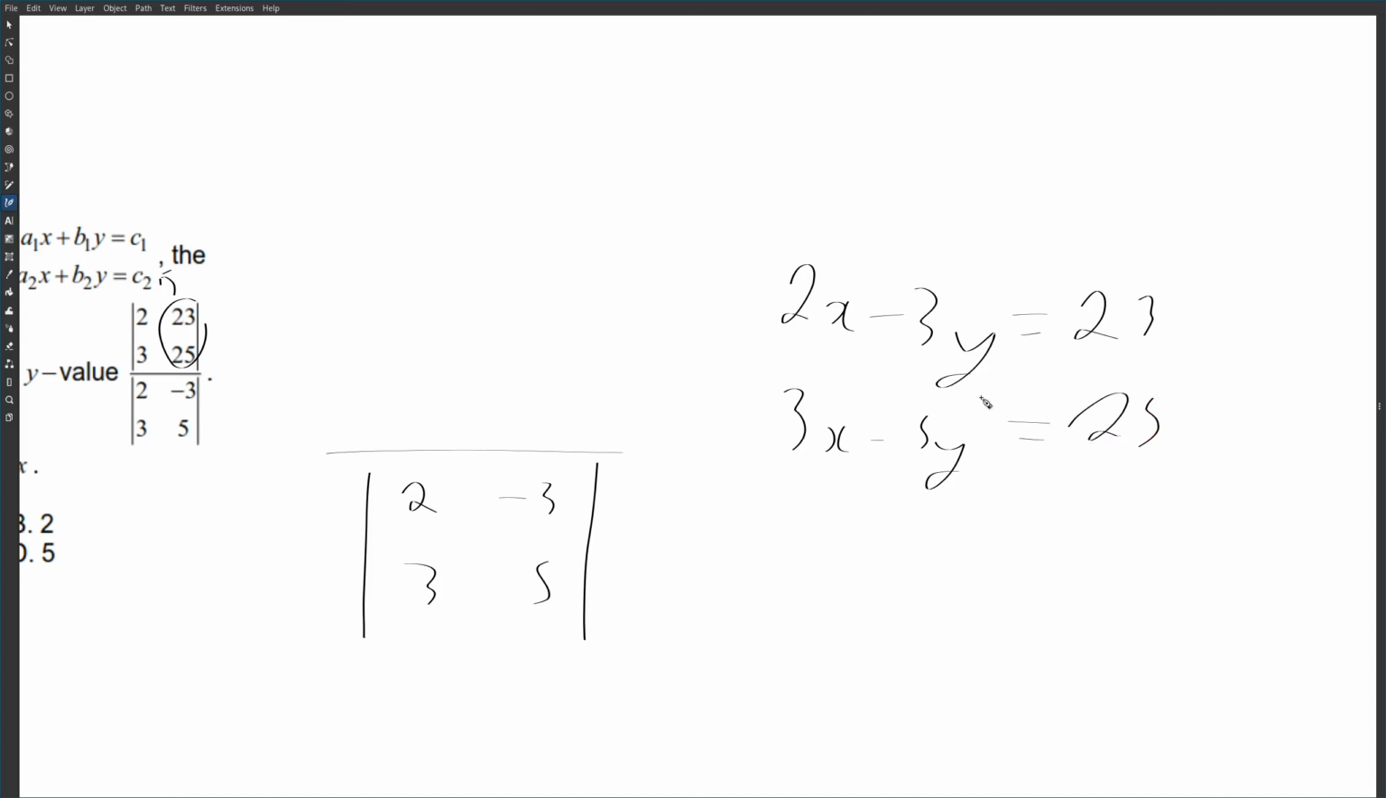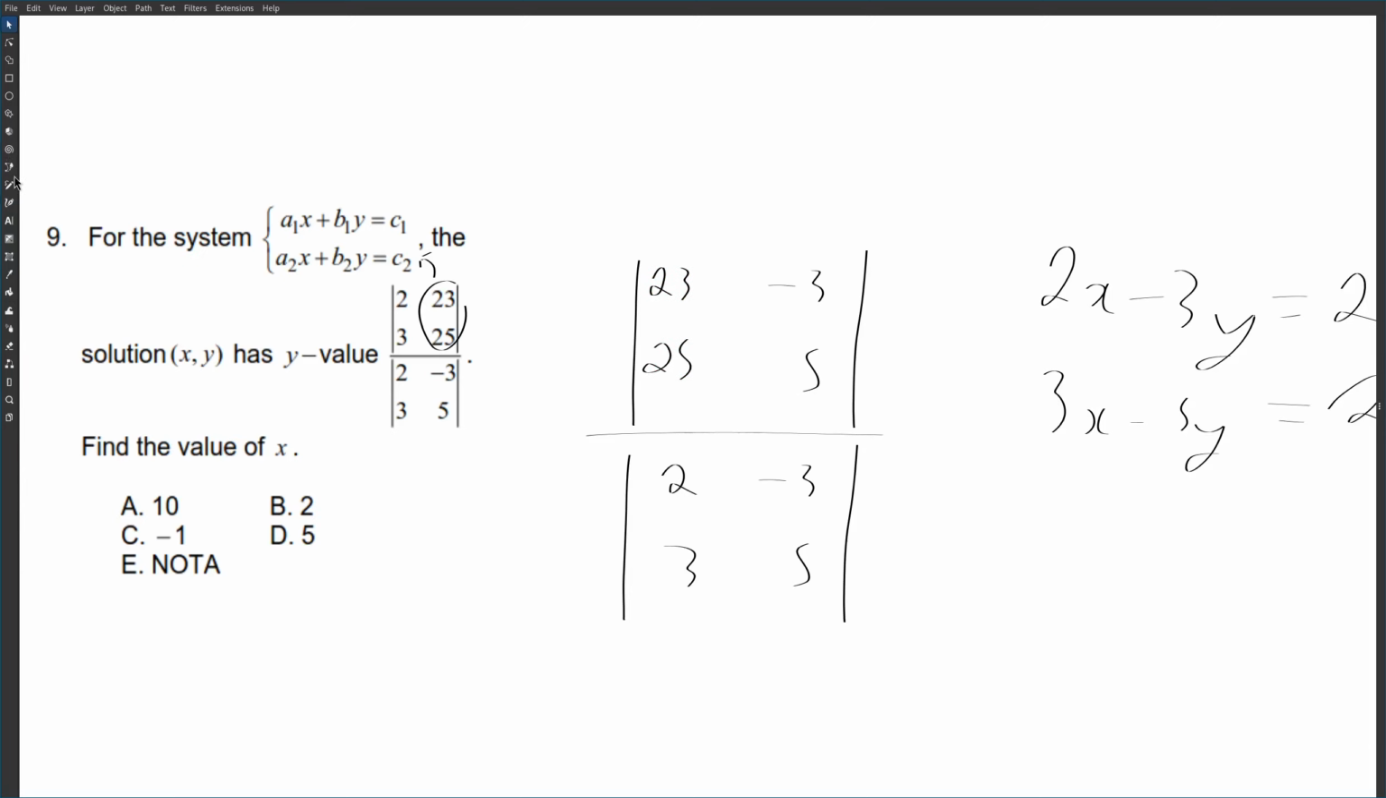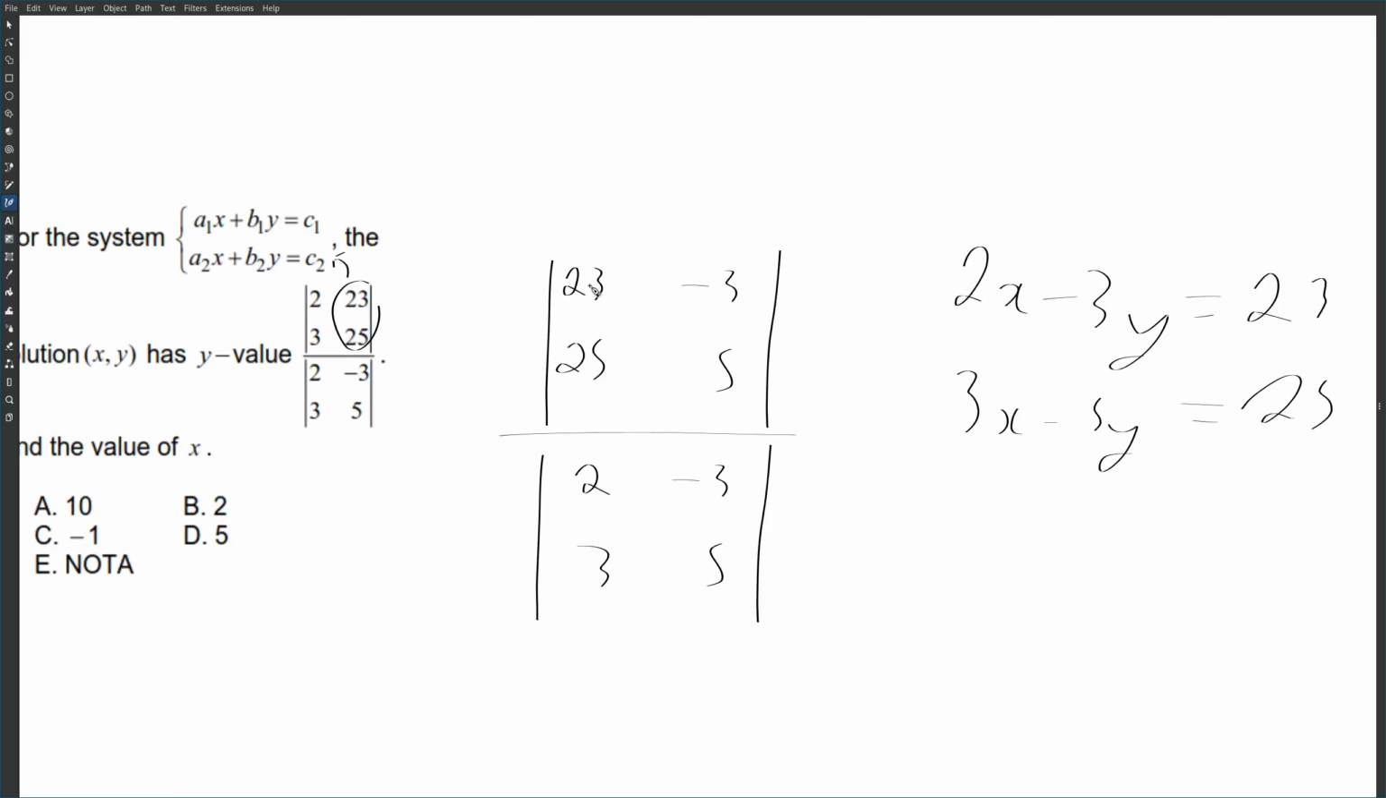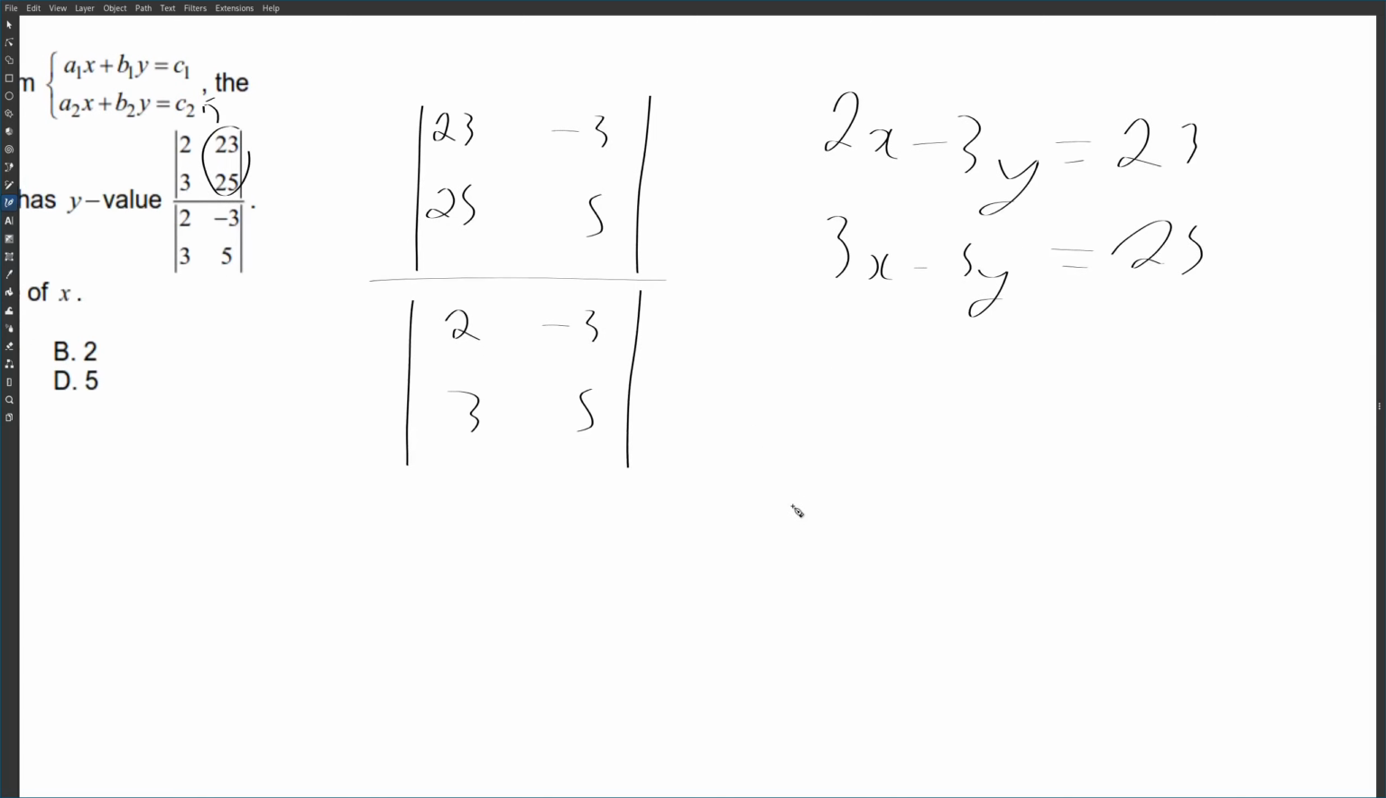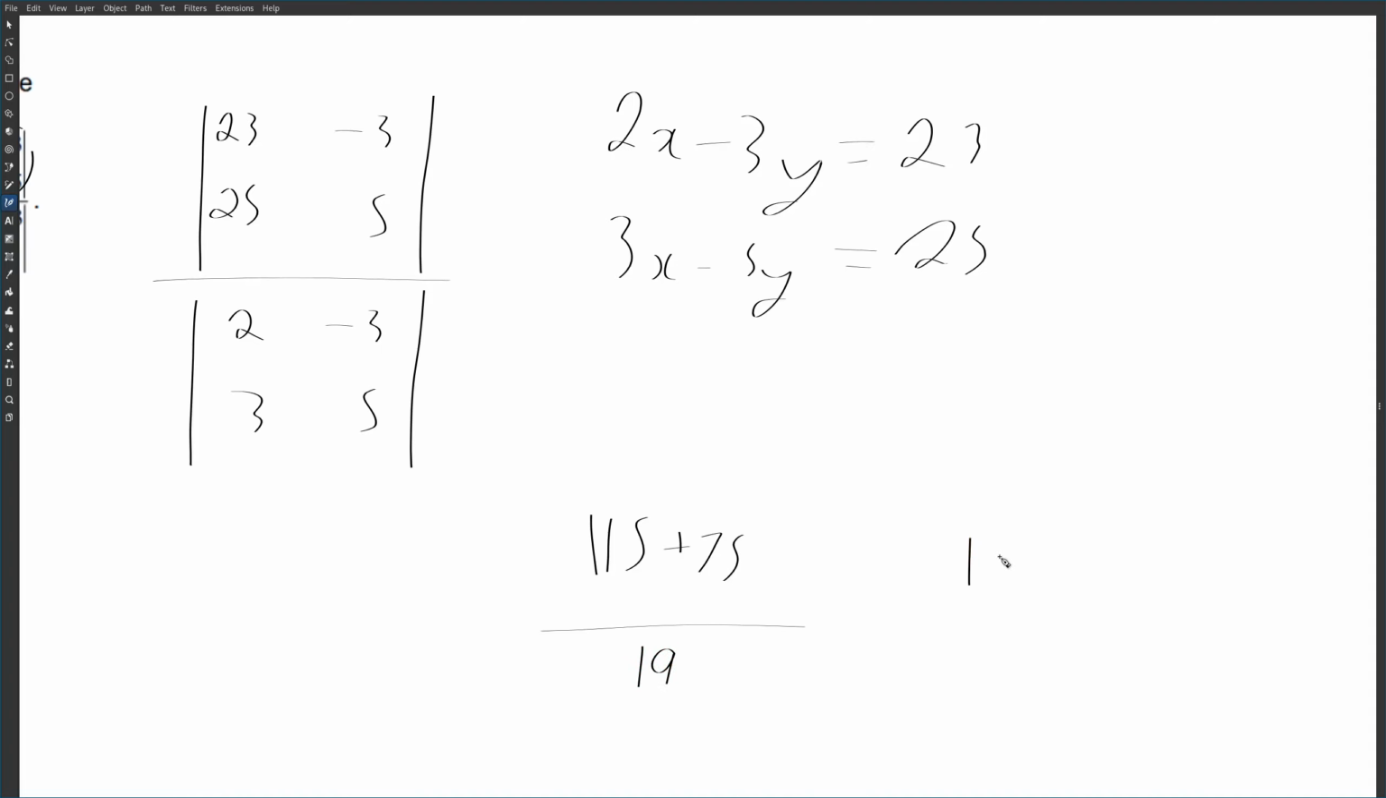Okay, now we solve for x. So let's copy this over and replace the x column. 23, 25. Okay, now let's compute this. 23 times 5 is 100 plus 15, so 115, plus 75, divided by 10 minus 3 times -3. So that's 19. This numerator is 190 divided by 19. So our x value is equal to 10. Final answer.